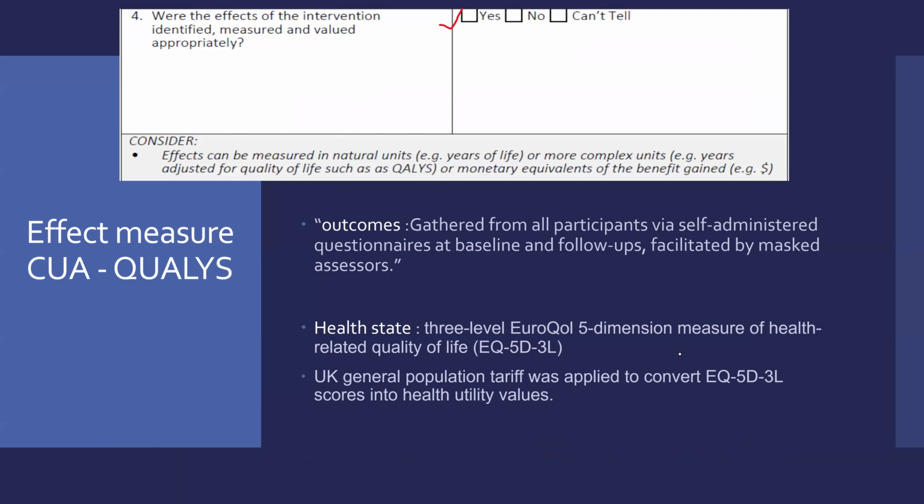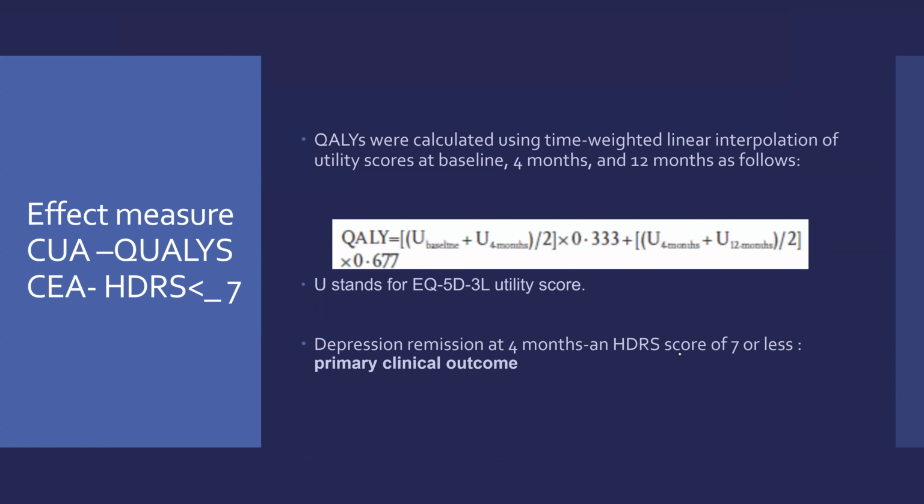Were the measures of the intervention identified, measured, and valued properly? The effect measure is the outcome. One of the outcomes they measured was QALYs. How did they get these QALYs? All the participants completed a self-administered questionnaire at baseline and follow-up. From that, the EQ-5D-3L was calculated, and this was converted to values using a tariff. Based on this utility score, QALYs were calculated. This is how the first outcome, QALYs, was calculated.